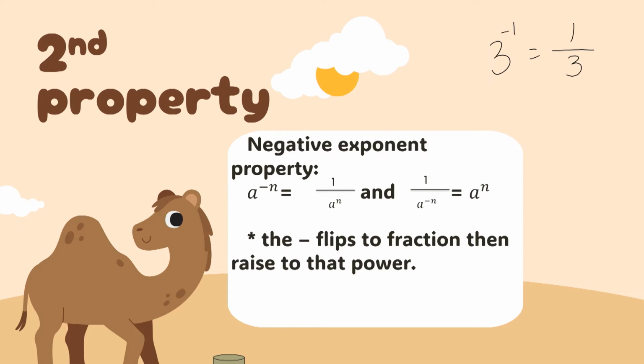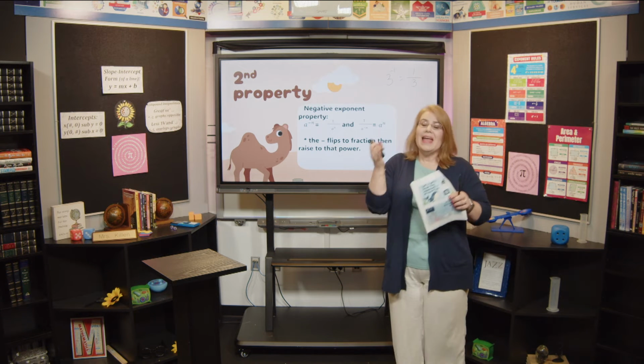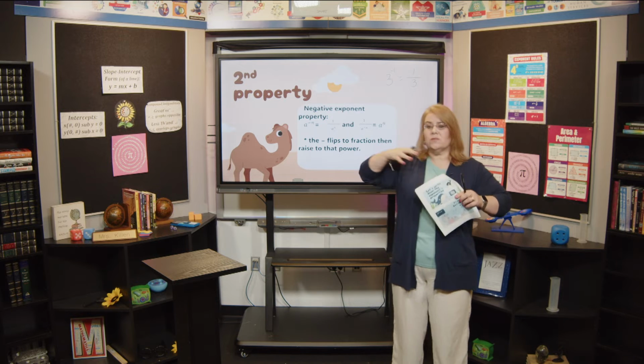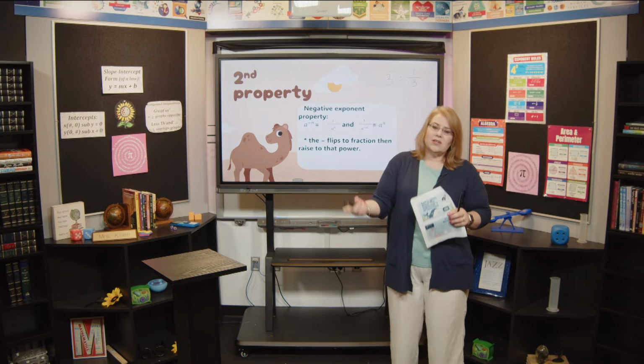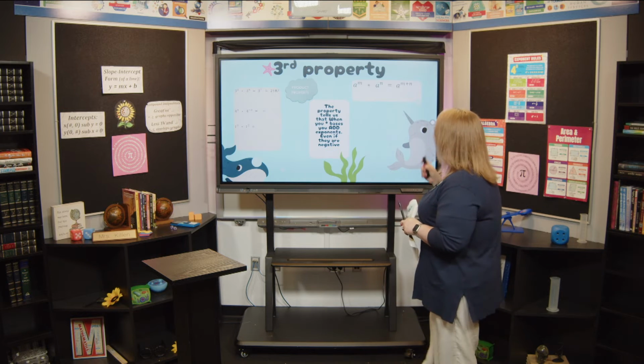When I see that negative exponent, I'm going to flip it and make it into a fraction. If I'm still having problems with that and I use my calculator and I get this big long decimal number, I'm just going to turn that decimal into a fraction using that math key. Good job. Let's look at number 3.